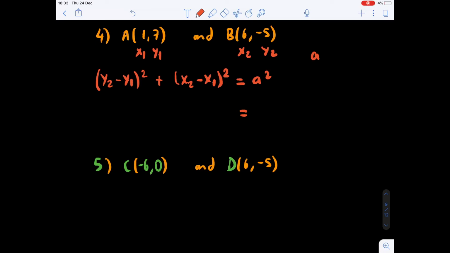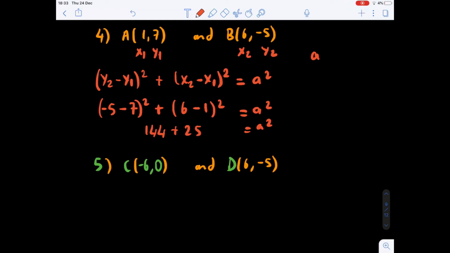y2 minus y1: y2 is negative 5, minus y1 is 7, squared. We are doing these calculations very carefully because we have negative signs there. x2 is 6 minus 1, squared, equals A squared. So A squared equals 12 squared, which is 144, plus 5 squared, which is 25. So we have 169 equals A squared. A equals 13. So the distance between point A and B is 13.